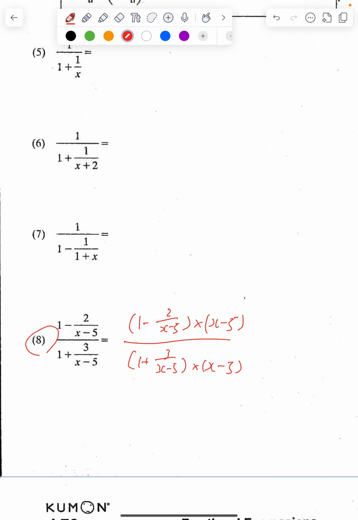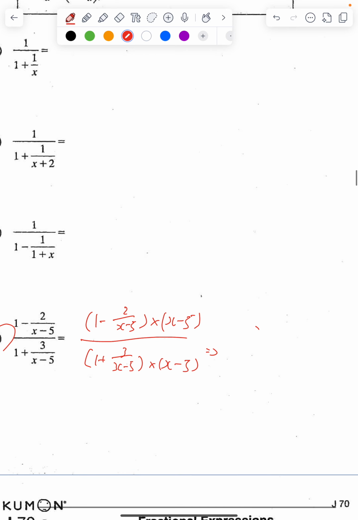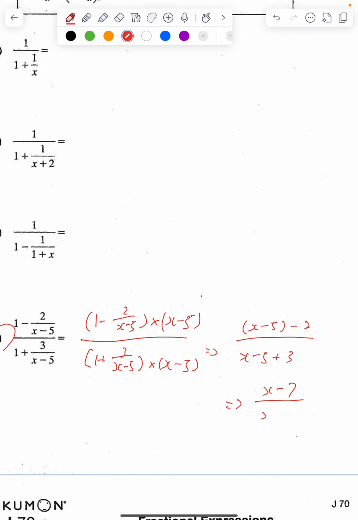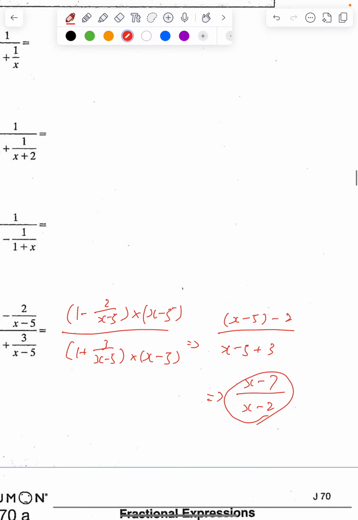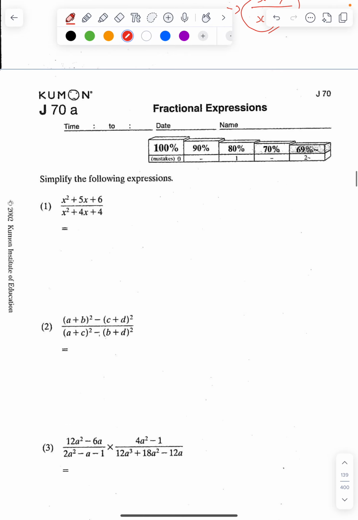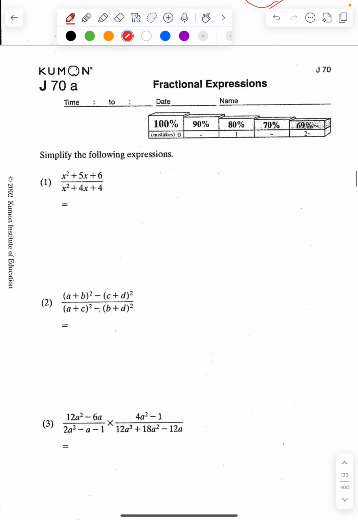So if I do that, then the top part will become x minus 5 minus 2. Okay, so the bottom part will become x minus 5 plus 3. So then you will have x minus 7 and x minus 2. So that will be your answer for this question. Pretty straightforward, right? So page number 78.